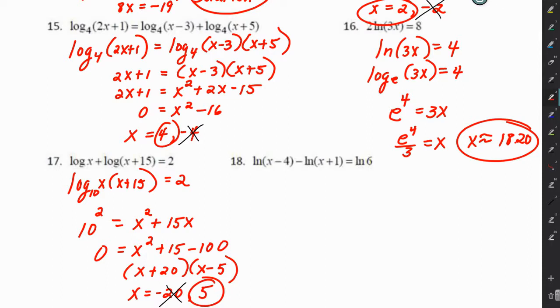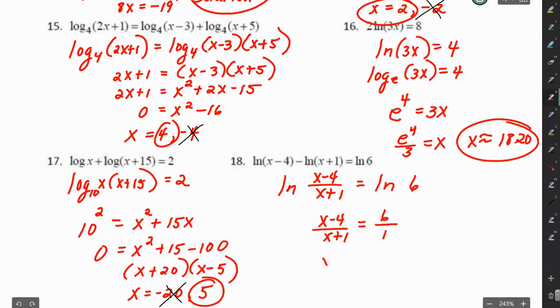And number 18, condense the left side. We have ln on both sides, so we can remove ln from both sides. Cross multiply. Make sure you distribute the 6 to the x and to the 1. Solve for x. We put -2 right here. We can see we're going to get a -6. That doesn't work. This guy is no solution.